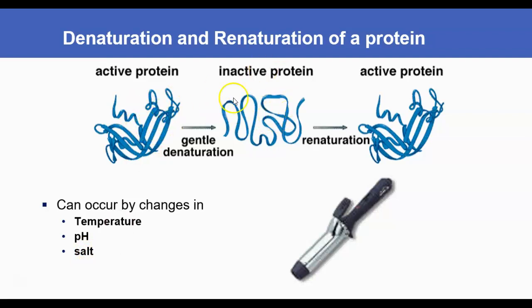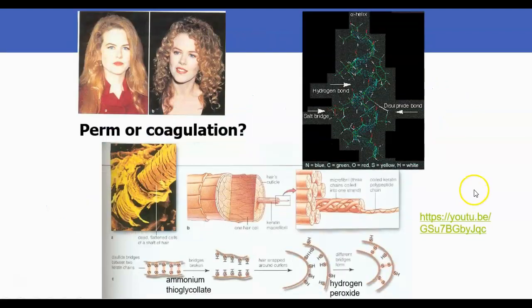Sometimes that denatured protein can actually be renatured and can reform. That's particularly true for many proteins for the salts and the pHs. Temperature can lead to permanent inactivation. It depends on the protein and the temperature. One good example, here's a link that you can have for a reference, a movie reference, for thinking about protein structure. So perms or coagulation, what is a perm? What are you doing? You are breaking the disulfide bonds and you are reforming them in a new structure to give your hair curls.